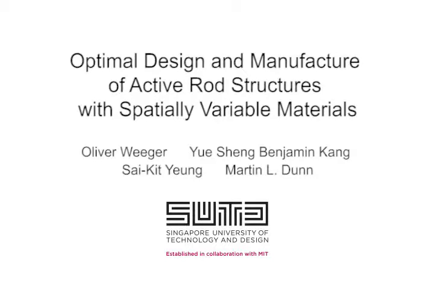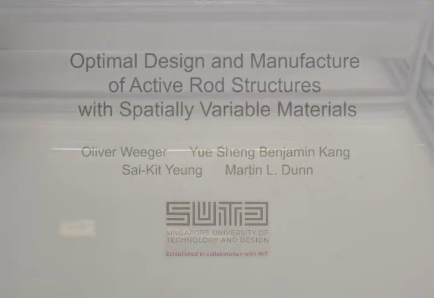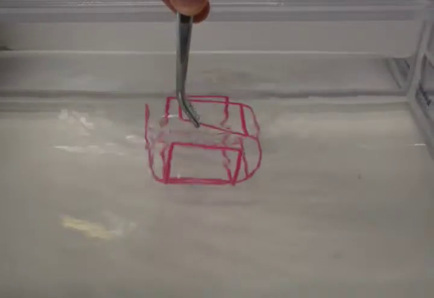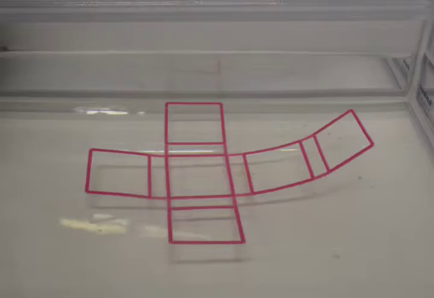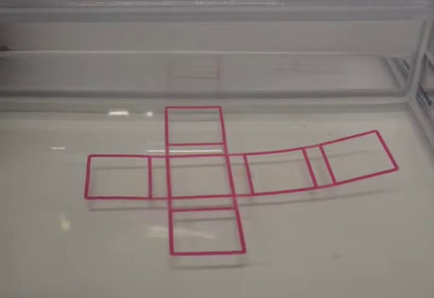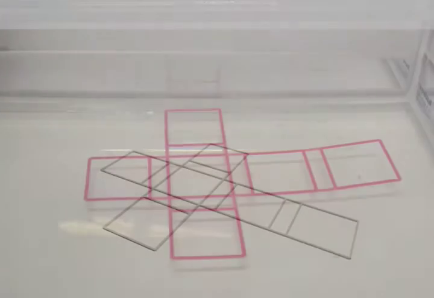We present a design framework for 3D printing of multi-material rod structures with desired active behavior. In this example, we observe how a box unfolds when put inside a warm water bath. When subjected to heating, an active structure can change its shape using the shape memory effect. This is commonly referred to as 4D printing.